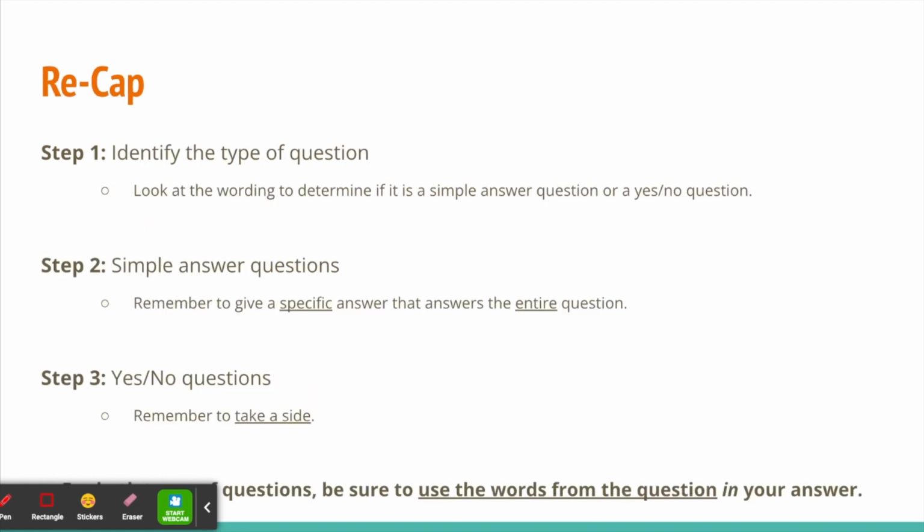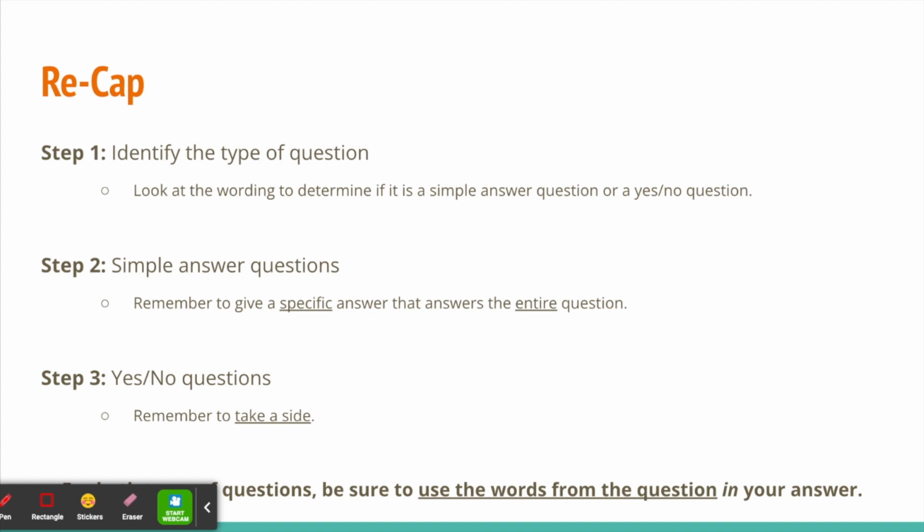So to recap, in order to restate a question, you need to identify the type of question, which means look at the wording to determine if it is a simple answer question or a yes/no question. Step 2, if it is a simple answer question, remember to give a specific answer that answers the entire question. So if you're being asked about length or location or time, make sure that you are giving a specific answer and make sure that you are answering the whole question.